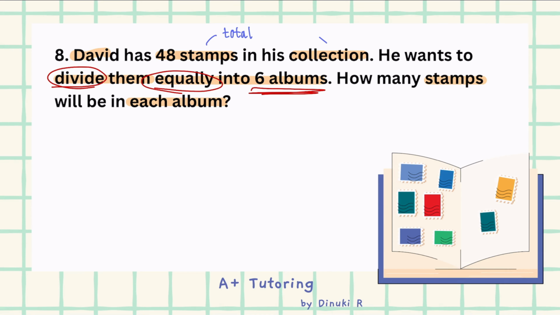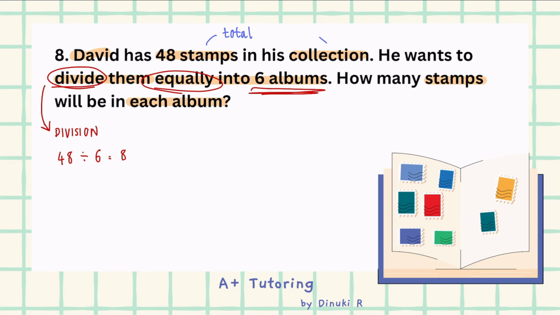So, especially since you've been given this really important word here, instantly you should go, oh, we're doing division. We're dividing the total into 6 groups, right? Which is 48 divided by 6. And if you go through 6 times tables, that's 8, right? So the answer is 8.